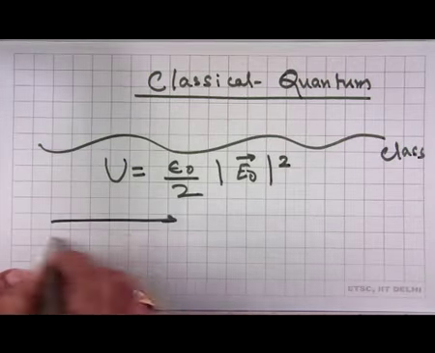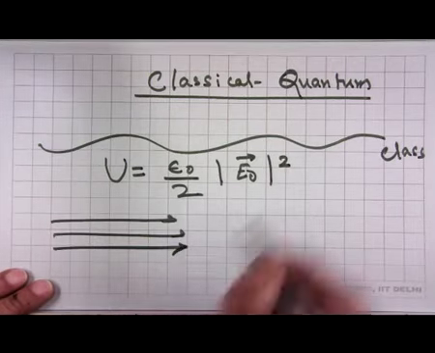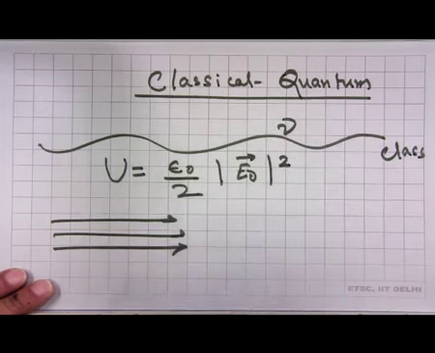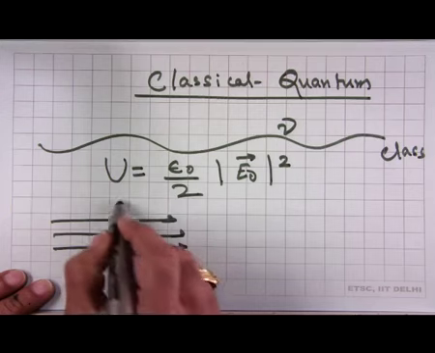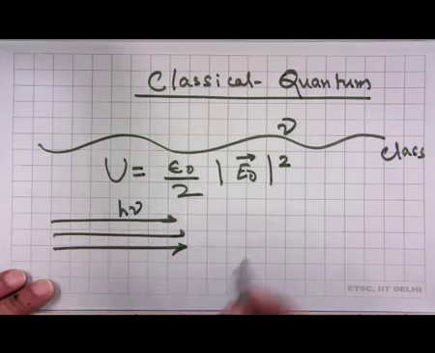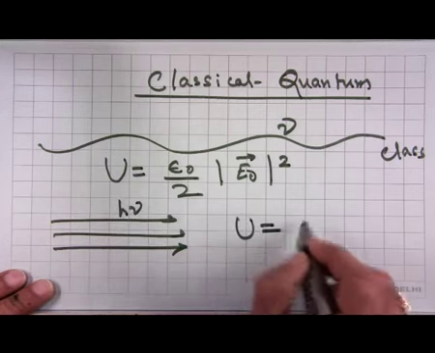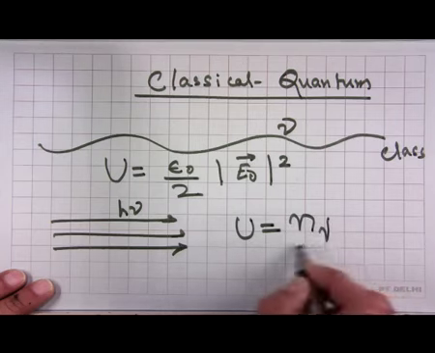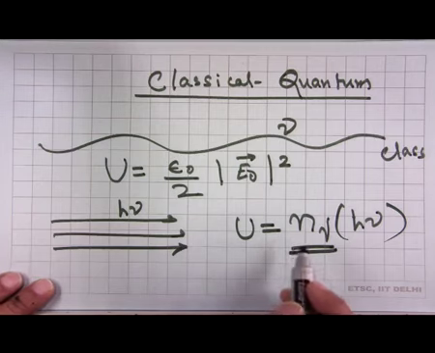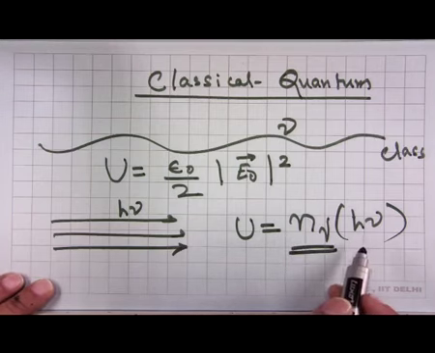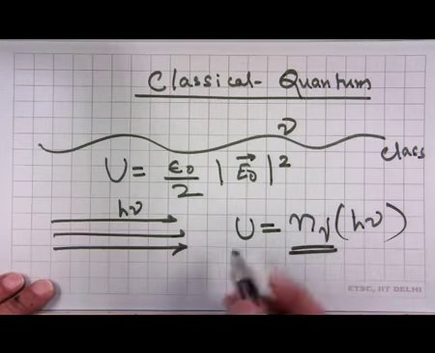Quantum mechanically, you have a stream of particles. So this is frequency nu. Associated with this frequency nu, you have a stream of particles coming with energy h nu, and u is the number density of the photons into h nu. Number density of the photons multiplied by the energy of each photon will give me the energy density.